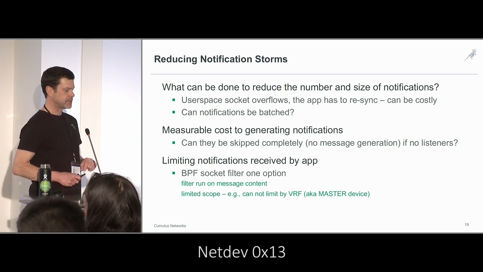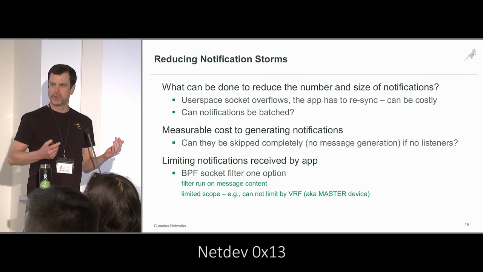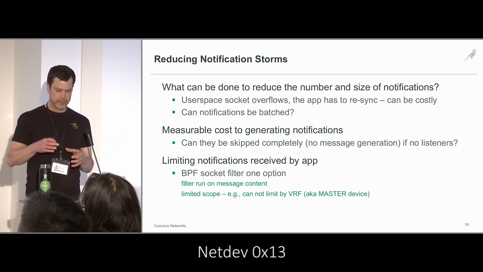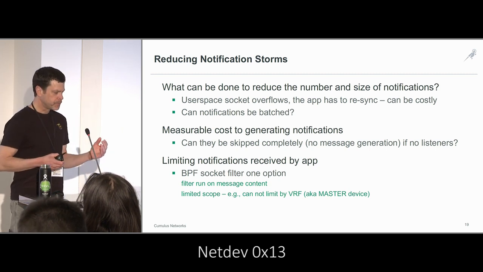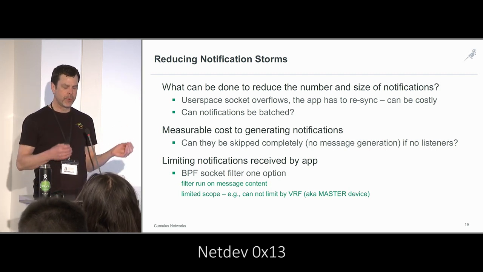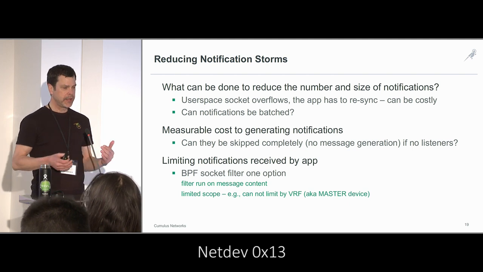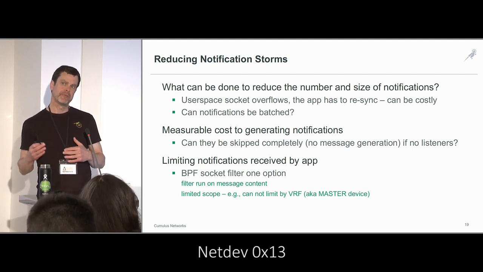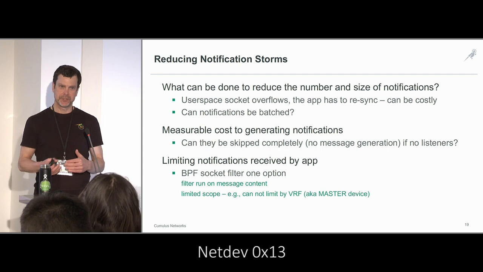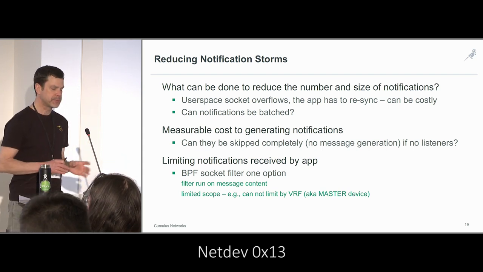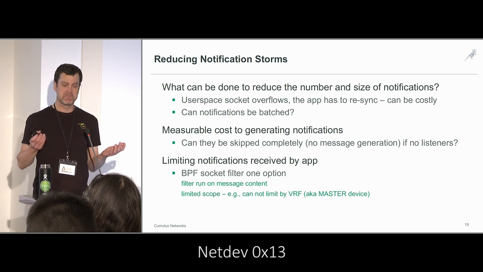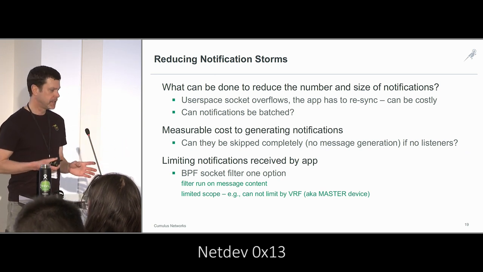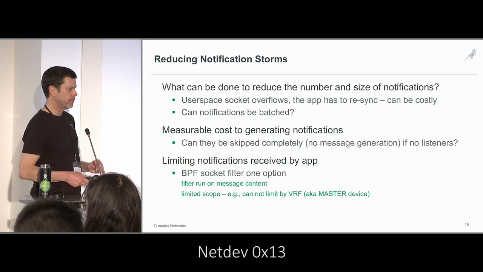One example for this is VRF. VRF is a higher level feature. So for example, if ETH1 has a link event, and ETH1 is not in the VRF of interest, how does an application say, I only care about management VRF events? In which case, ETH1 is not a part of management VRF, I don't want to be notified about this. What can we do in that scope?